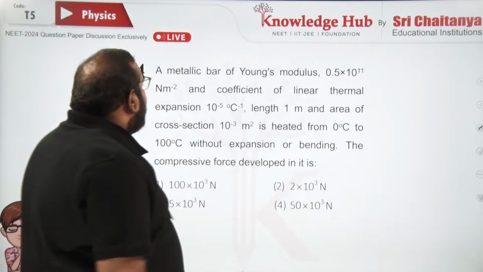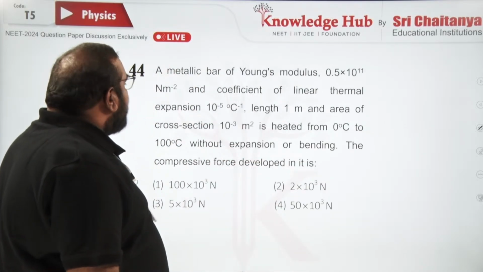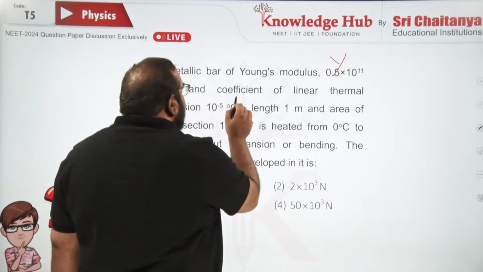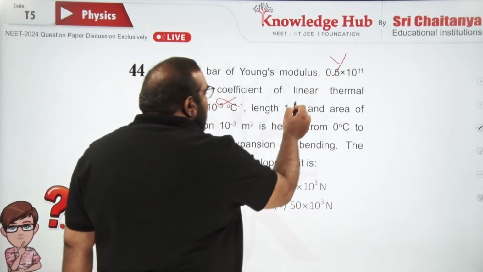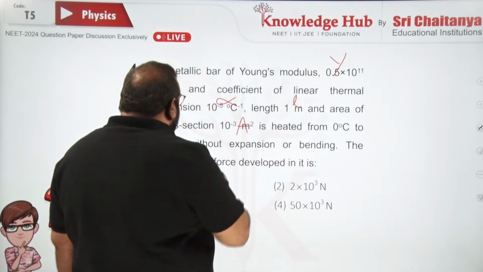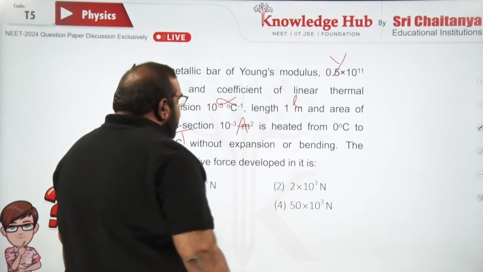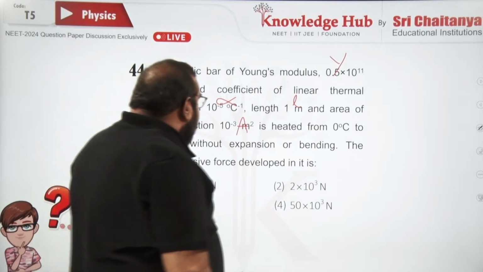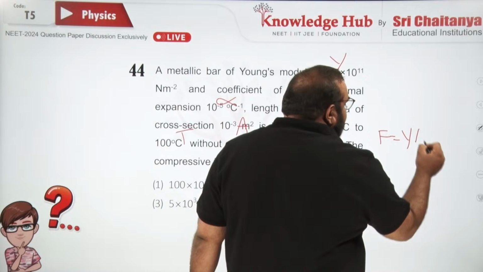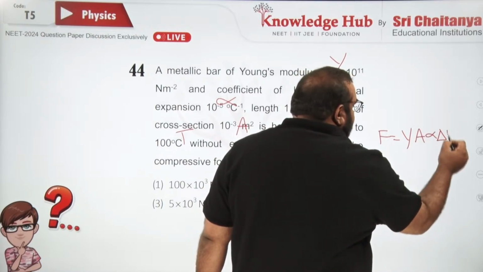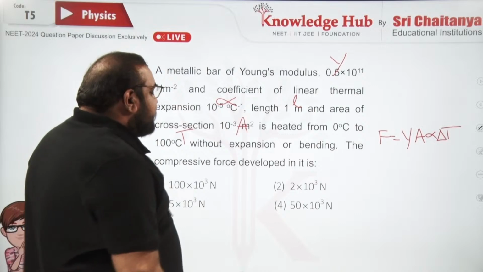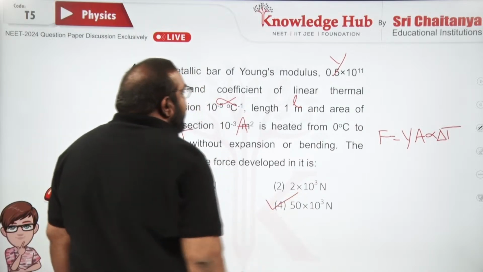Let us go for 44. A metallic bar of Young's modulus Y is given, and linear coefficient is given, length is given, area of cross section is given and temperature difference also given. He is asking about the thermal compressive force. By using Young's modulus, we can calculate that: Y A alpha delta T. All the values are given, just a formula substitution. If you substitute, you will get 15 into 10 cube newtons.